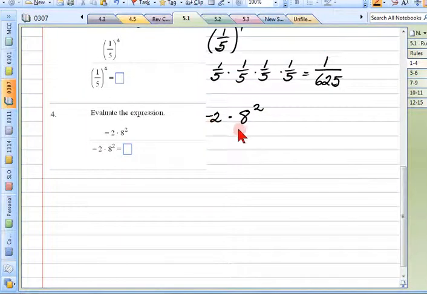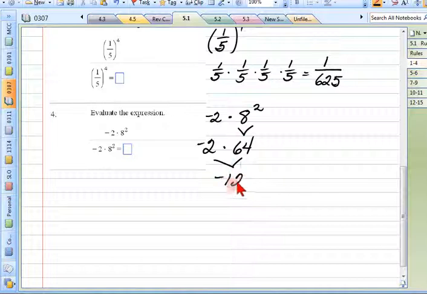Exponents before multiplication. 8 to the second power is 64. I have -2 times 64, which is -128. These first 4 problems, I don't think that any of the rules I've given you have really applied to these. Let's go on to number 5.